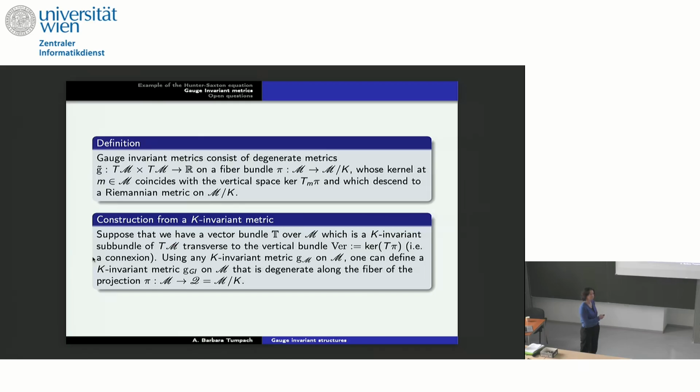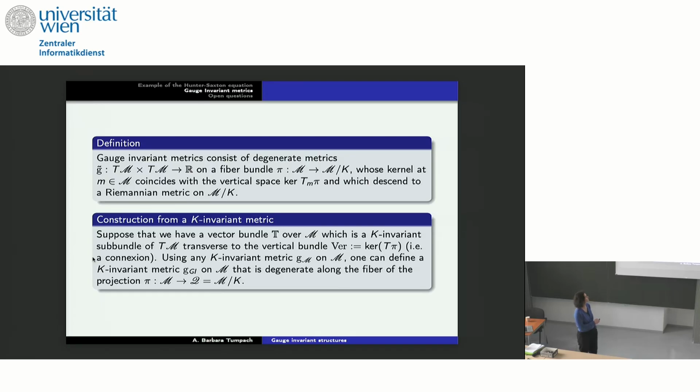How can you build such a gauge invariant metric? Yes, please. K, because we have the column. K was the group of rotation before, so it's a subgroup. Here it's just a group that is acting on M. And of course, you suppose that the quotient is a nice manifold, but we'll come to this.